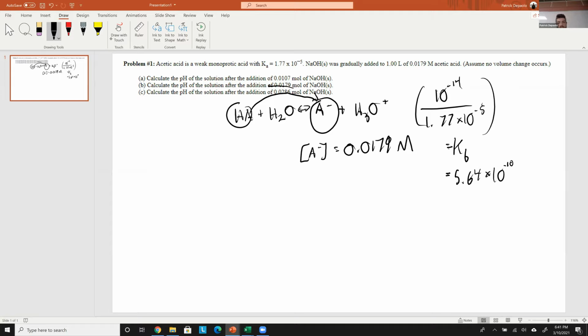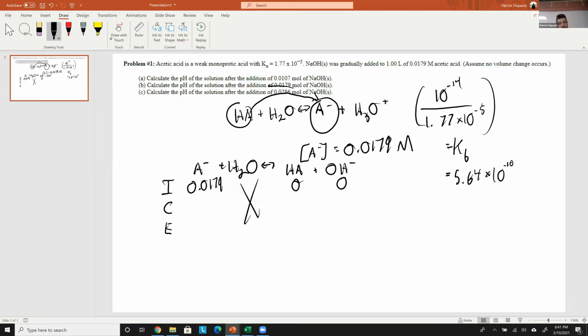All right, so because we have this Kb, we need to use the ICE chart to write our hydroxide production caused by the base, which will be A minus plus H2O yields HA plus OH minus. That's what the Kb represents. Our A minus concentration we know as 0.0179. Water's nothing. We have 0 here, 0 here. We have plus X. We know how this works. Yada, yada. Minus X.